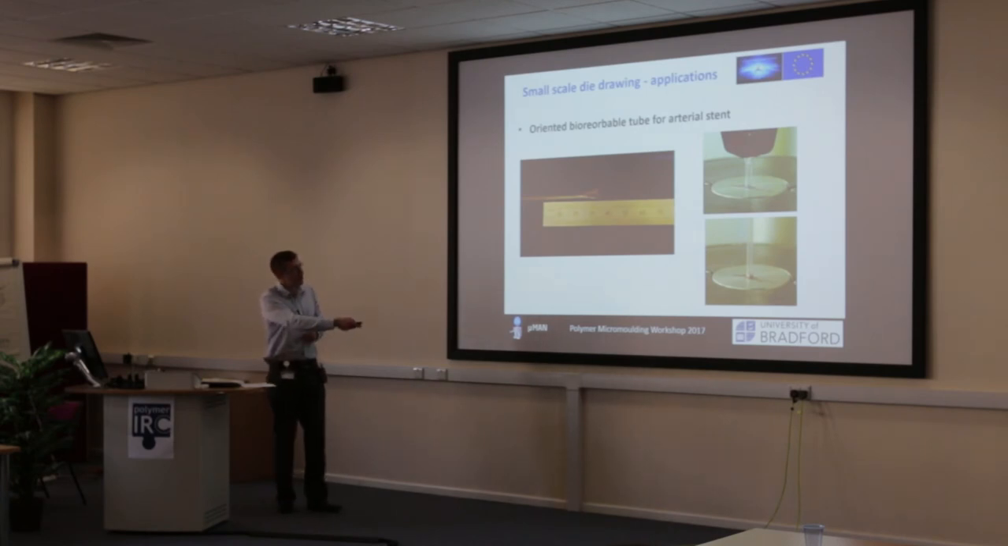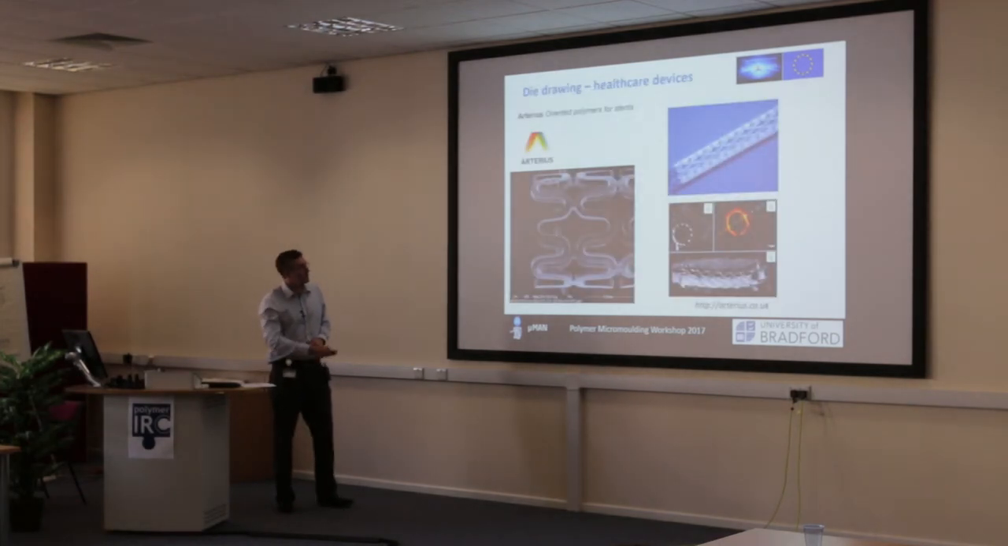So this is the die drawing happening. This is the starter material. We have to make a tag on the end of it before we force it through the die. This is it actually coming up through the die. That's the grips of the tensile machine holding onto the tube. This is all done heated inside an oven. And this is the final product.